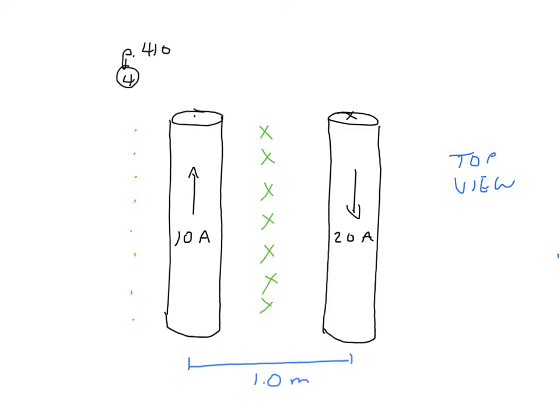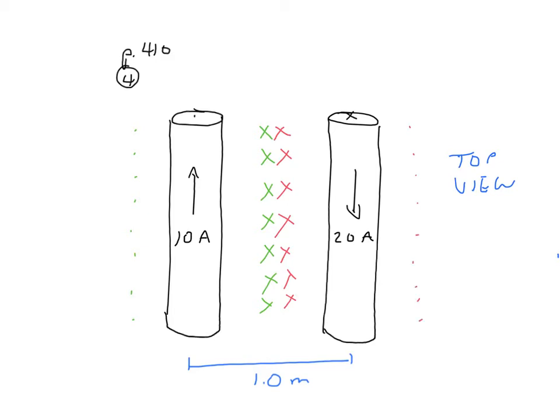Now, let's take a look over here at the 20 amp current going down. If you were to wrap your right hand around this wire, what you would now find is that to the left of it, you have magnetic field lines going into the page, and on the right side of it, you have magnetic field lines going out towards you.